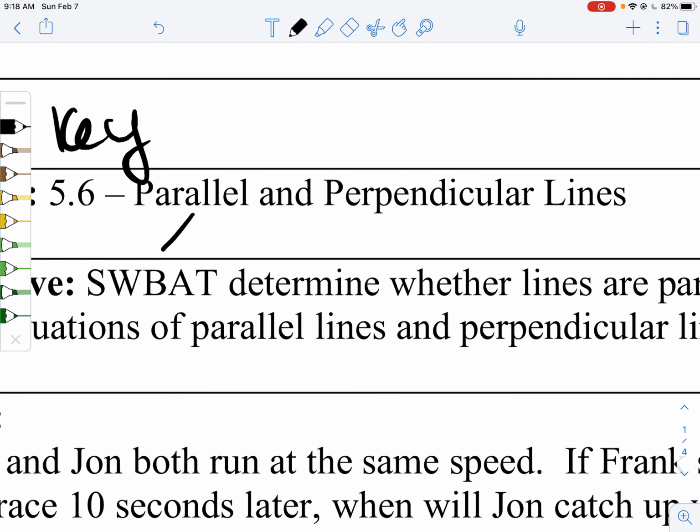Remember that parallel means they look like this and they never touch. Fun fact, if you are in Notability and you duplicate, they will always be parallel, unless they're the same line. But yes, they will always be parallel, so that's super fun. And then perpendicular means they are at a right angle, like that.